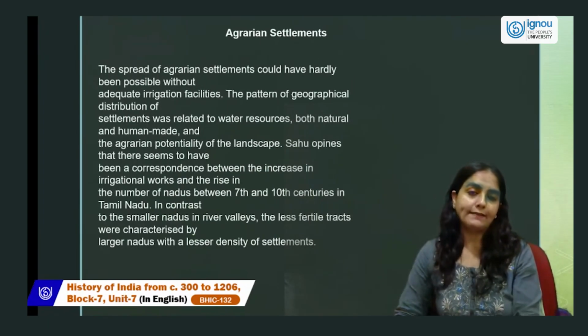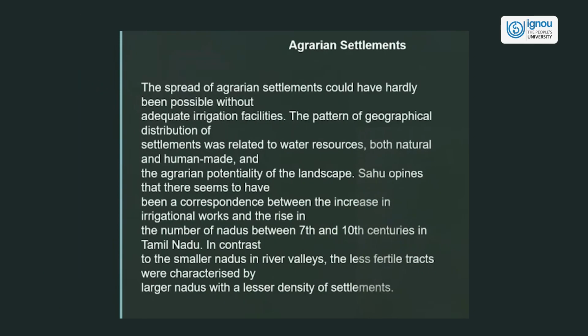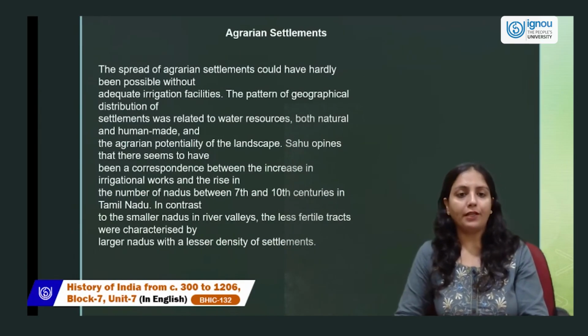What was the condition of agrarian settlements at that time? The spread of agrarian settlements could have hardly been possible without adequate irrigation facilities. The irrigation facilities were not adequate at that time, because the peasants were based on rain. The pattern of geographical distribution of settlements was related to water resources, both natural and human-made, and the agrarian potentiality of landscape.